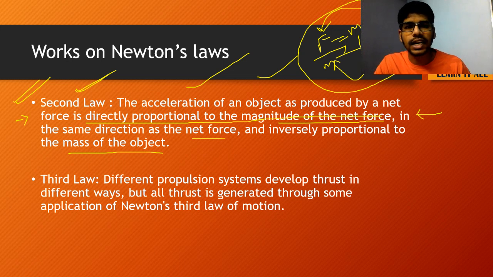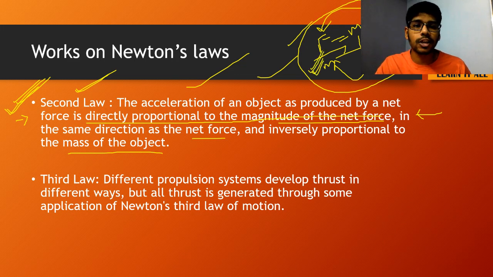How much acceleration you give is directly proportional to the force you are applying, in the same direction as the net force, and inversely proportional to the mass of the object. This is the second law. So if you want to accelerate more, you have to increase the force and decrease the mass of the object as well, for the object to move forward. Why the mass matters the most, we'll see in the next classes, right?